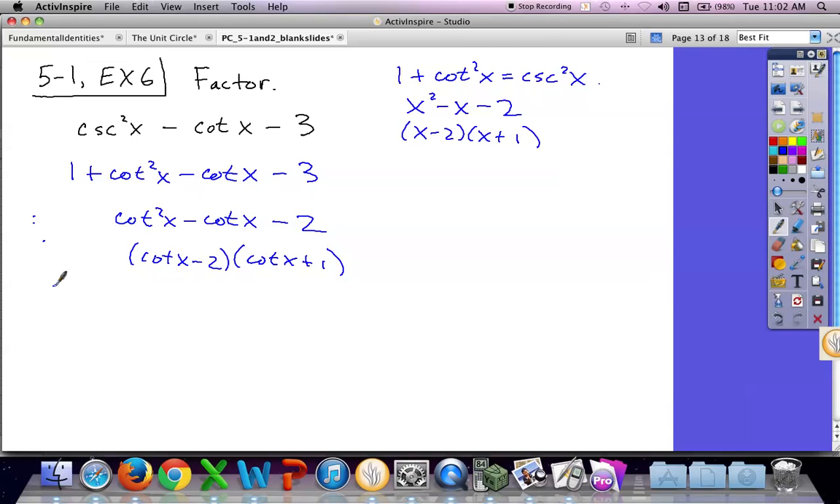Just make sure it's all the same trig function. It can't be a mix of trig functions. We factored. Right? What happens to the x squared when we factor? We factored it. If you want, FOIL it, and you'll get a cotangent squared back again.